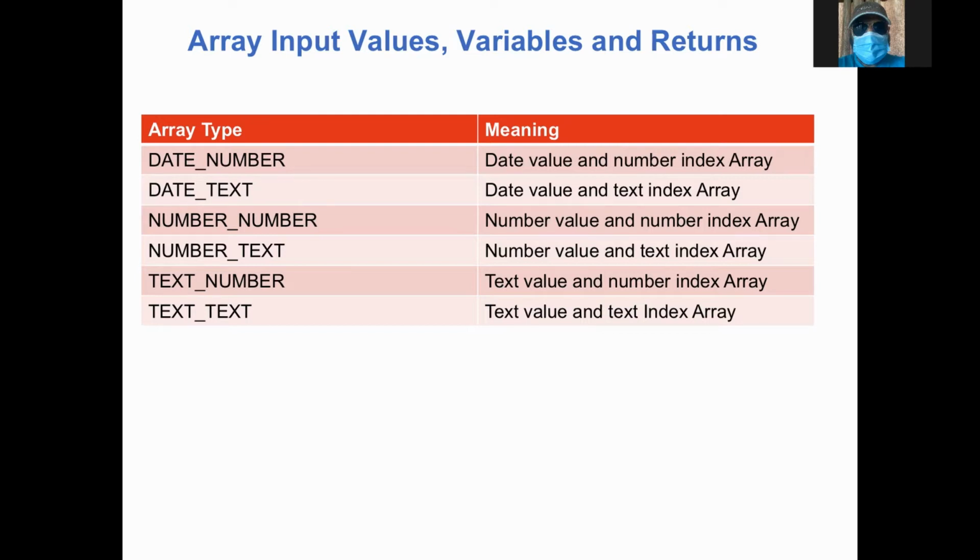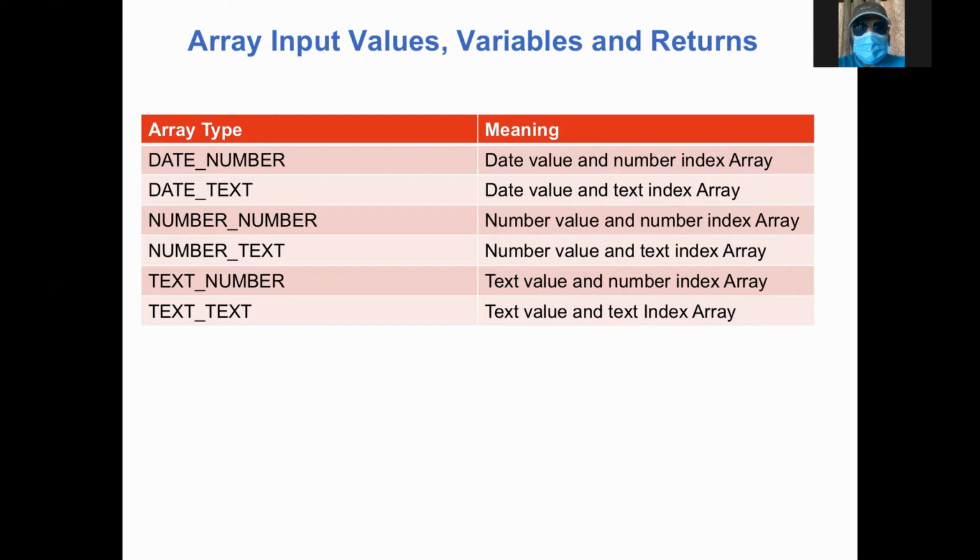Now in arrays as well as input values, there is one more way the indexes can play. For example, it can be a date value indexed by number, and the value can be a date and the index can be by text. The same thing with a number indexed by text, a text value indexed by number, and a text value indexed by text.